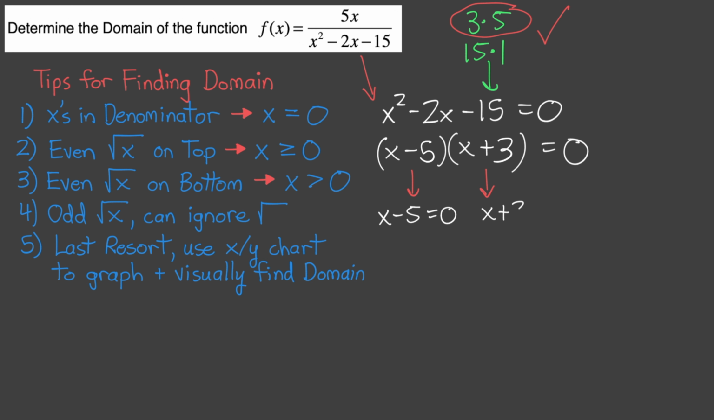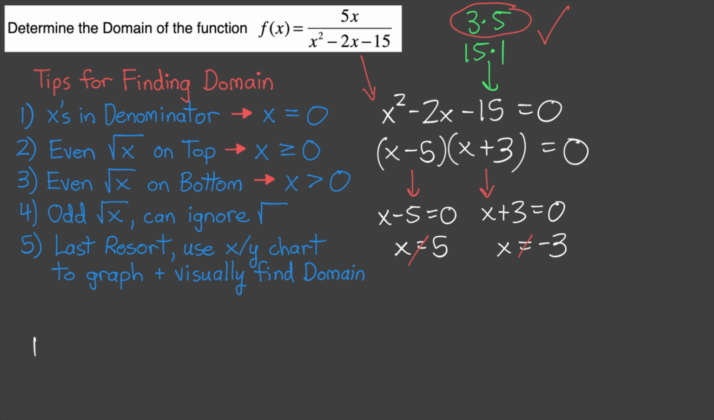All right, now we just set each one of these factors equal to 0, and then solve for x. Add the 5 over, x equals 5, x equals negative 3. But in reality, x cannot equal 5, and x cannot equal negative 3 because that would make the bottom of the fraction 0, which would make the function undefined. So every other x value works in this function except 5 and negative 3.